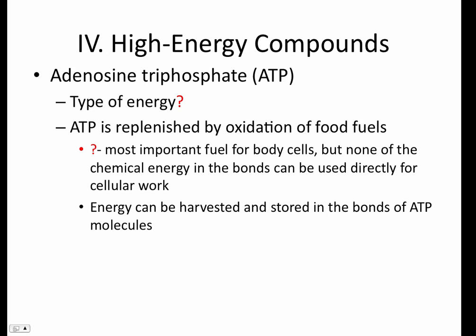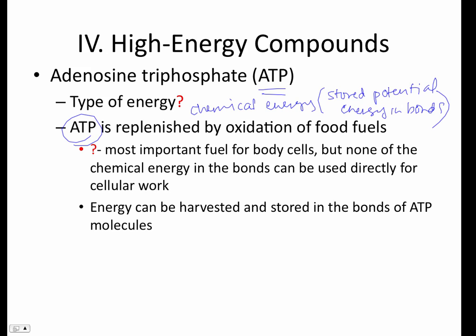The next category of organic compounds we have are high energy compounds. We're going to look specifically at adenosine triphosphate, or ATP. And what type of energy is this again? This is that chemical energy, and we store that as potential energy. Potential energy contains the ability to eventually, once those bonds are broken, perform mechanical work. So it's stored potential energy in bonds. And ATP is needed in order to drive a lot of these reactions.